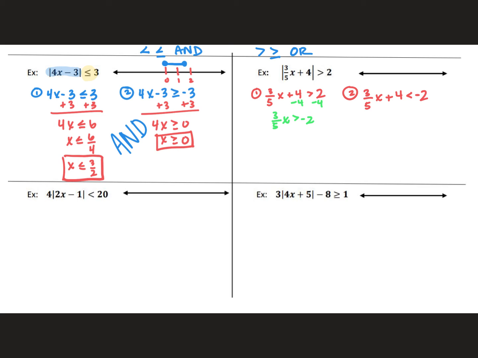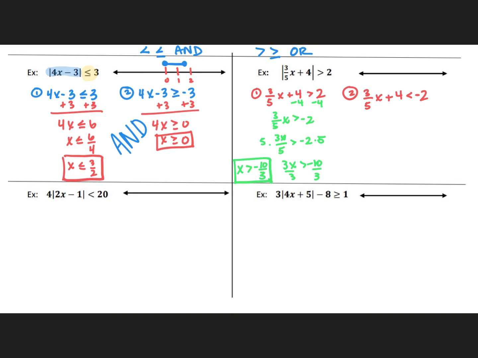And then here, I'm going to rewrite this. I'm going to write this as 3x over 5 because that's the same thing as 3/5 x. And that just makes it a little more obvious that I'll multiply both sides by 5. So I'll get 3x is greater than -10. And then I'll divide by 3. And one of the answers will be x is greater than -10 thirds. I'm going to leave it like that. But when I go to graph, I'll think of -10 thirds as being -3 1/3.